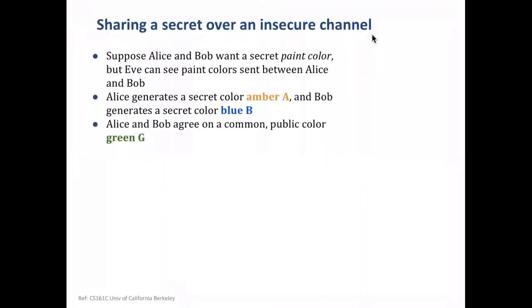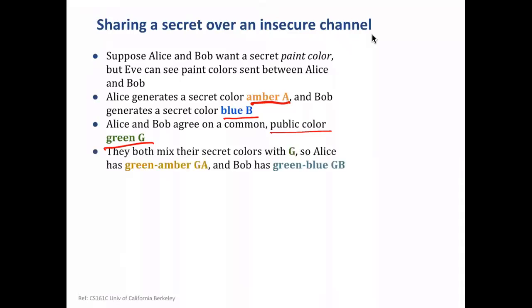So we are here. Alice generates a secret color amber, which we call A. Bob generates a secret color which is blue. Alice and Bob agree on a common public color, green. Now both have the common public color green, and they both mix their secret colors with green.